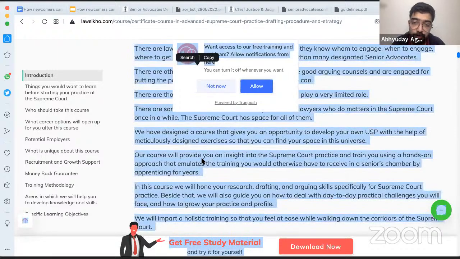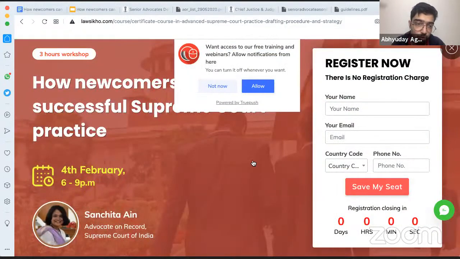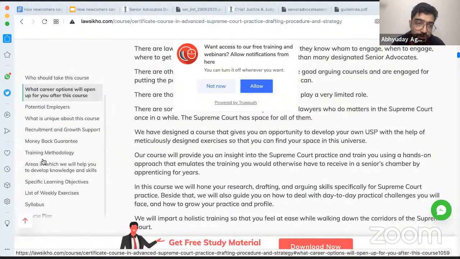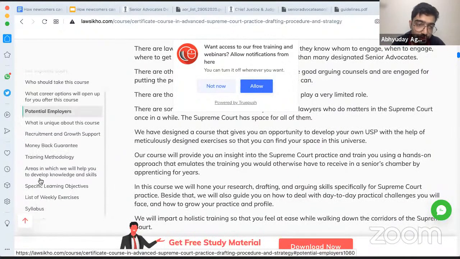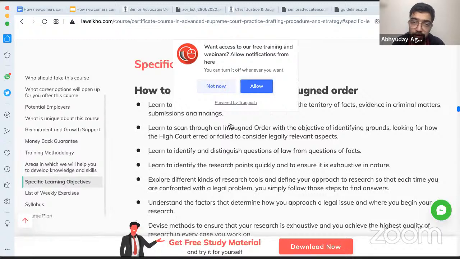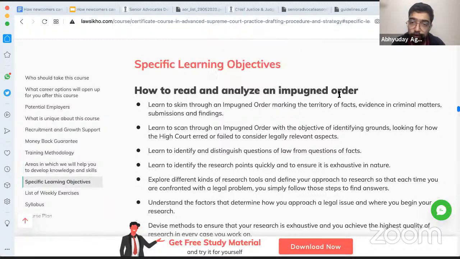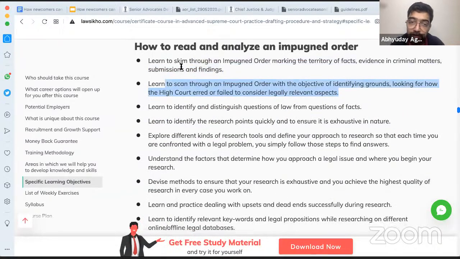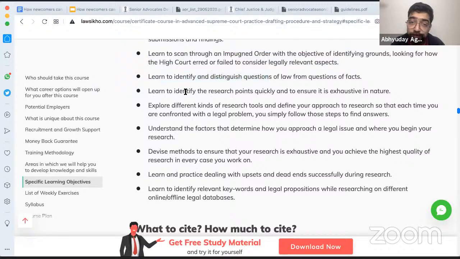I'm not going to go through the whole page. I'm going to share this part. On the left you can see specific learning objectives. How to skim through an impugned order, how to mark what is facts and what is evidence, and then how to create the grounds, how to point out that the relevant aspects were not considered at High Court, how to distinguish question of law from facts. Various other points you will see.